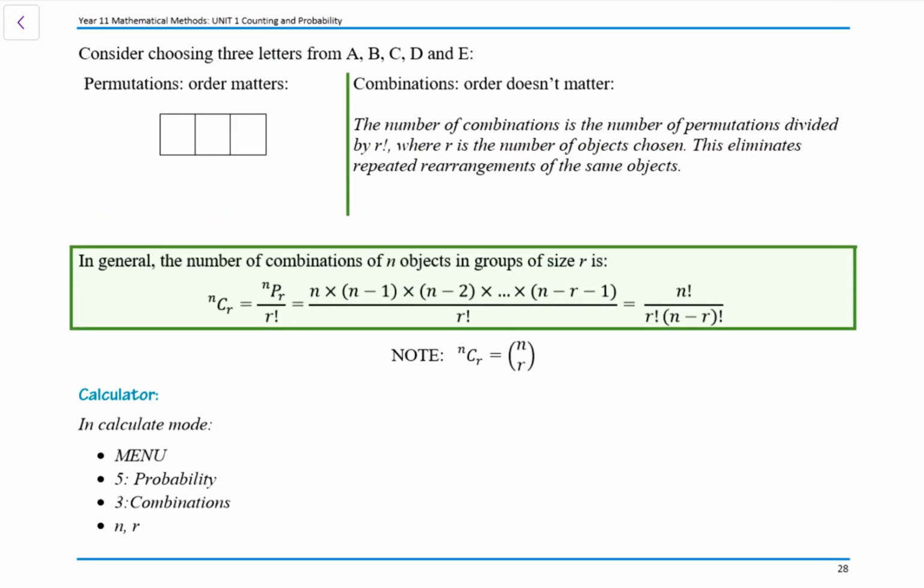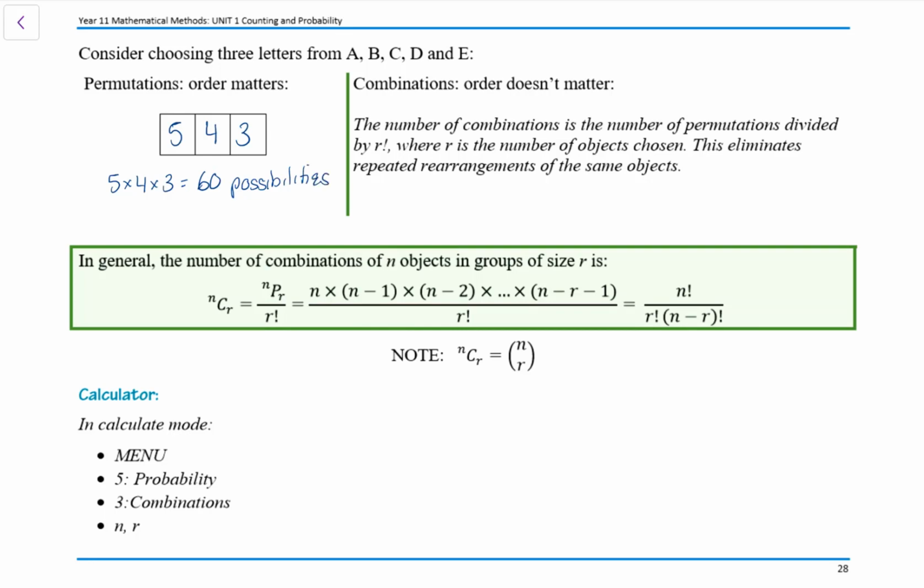So let's look at some examples. Consider choosing 3 letters from A, B, C, D, E. If order mattered, we would have 5 things to select first, then we would have 4, then we would have 3. So our total number would be 5 times 4 times 3, which is 60 possibilities. So that's when our order matters.